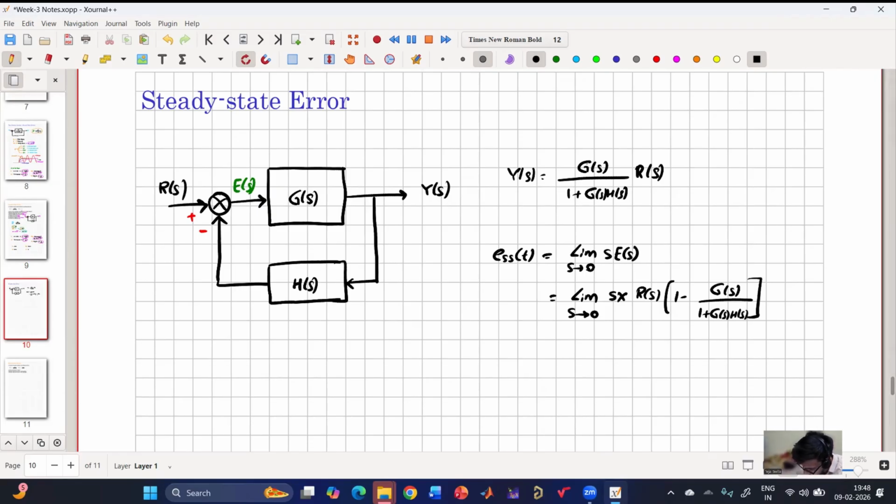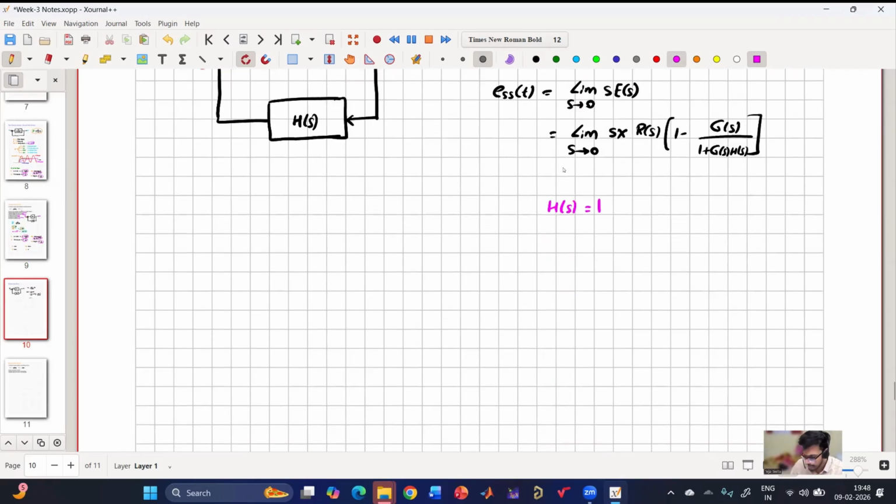So let us consider it is unity feedback, so H of s is equal to 1. Then if I simplify, I'll get e steady state of t is nothing but limit s tending to 0, s into R of s by 1 plus G of s. So this is what we will be getting.